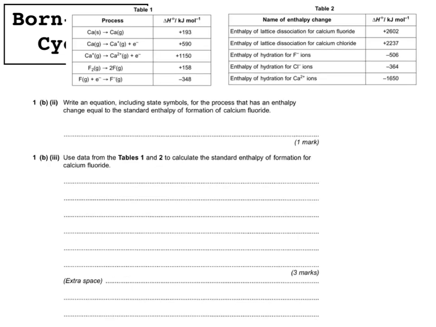So another example says write an equation including state symbols for a process that has an enthalpy change equal to the standard enthalpy of formation of calcium fluoride. Just writing a formation equation, so you can have calcium as a solid plus F2, which is a gas, that's fluorine in its standard state, goes to make CaF2, which would be a solid.